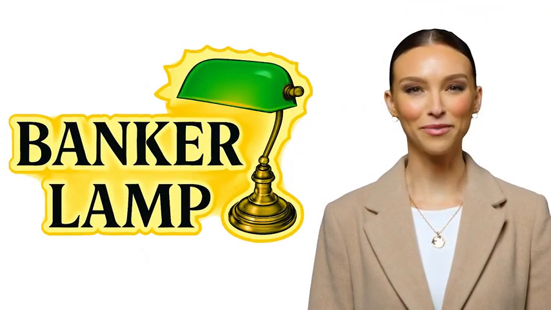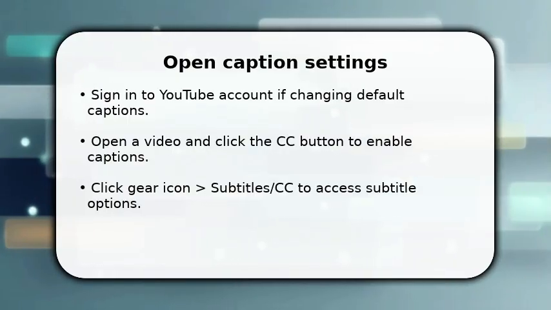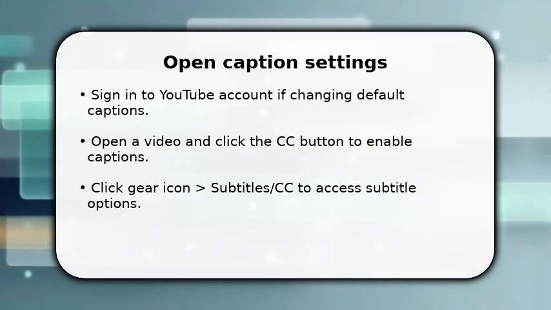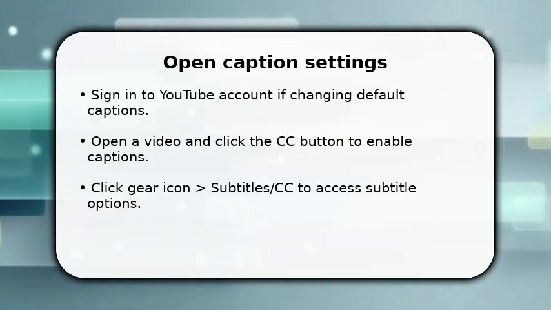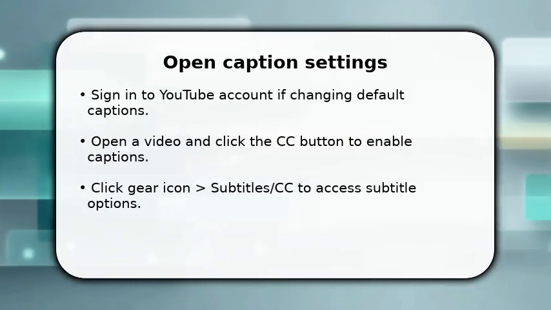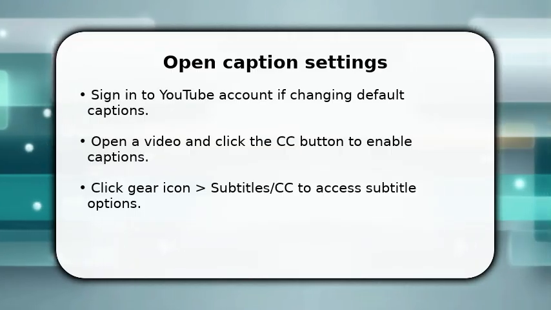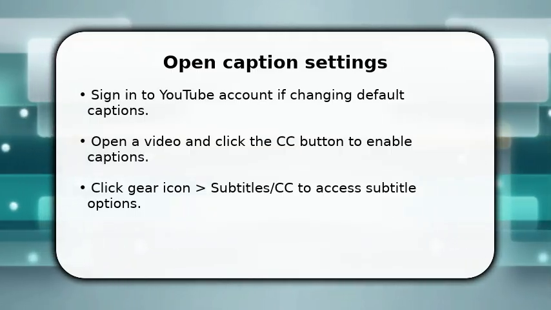Please enjoy the video. You start by opening the video and enabling captions with the CC button. This ensures you see live changes. Once captions are on, click the gear icon and choose Subtitles/CC, then pick the language if prompted. Make sure you are signed in if you want to save default settings across devices. Account sign-in lets YouTube remember your preferences. From here, you can access caption settings. This is the first actionable step to changing subtitle size quickly.